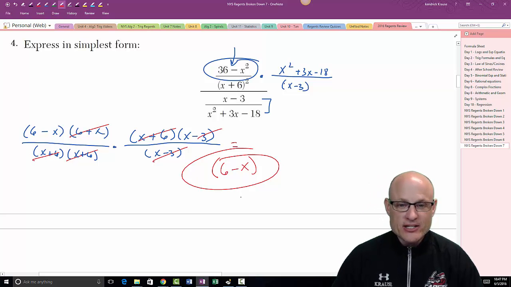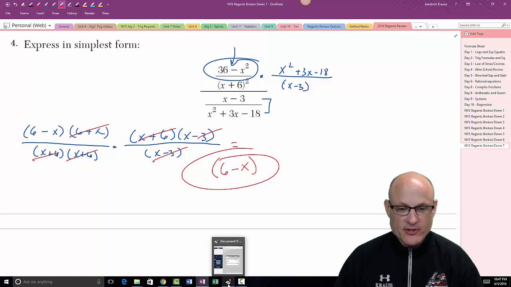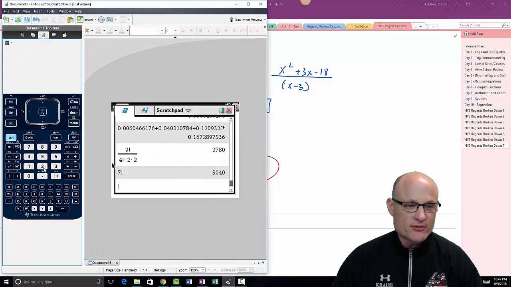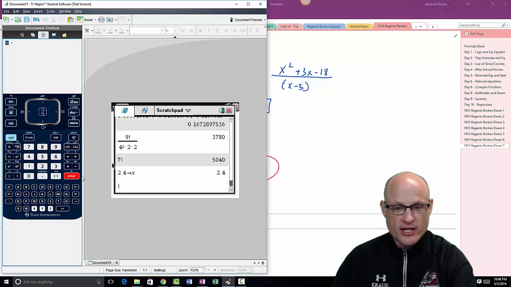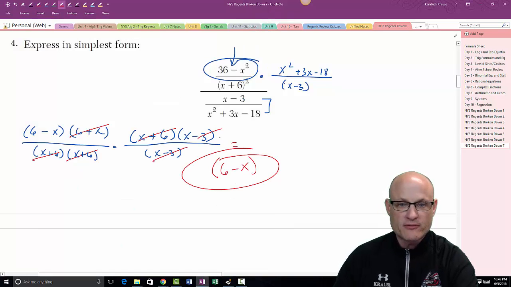Now, I didn't need to cheat on that one because the factoring wasn't that difficult, but you really should check your answer. Put in some stupid number for x, 2.4, store it in for x. I'm not going to check all of these because it's going to take way too much time, but if you're on the Regents exam, you should check to make sure you have the right answer, 2.4.